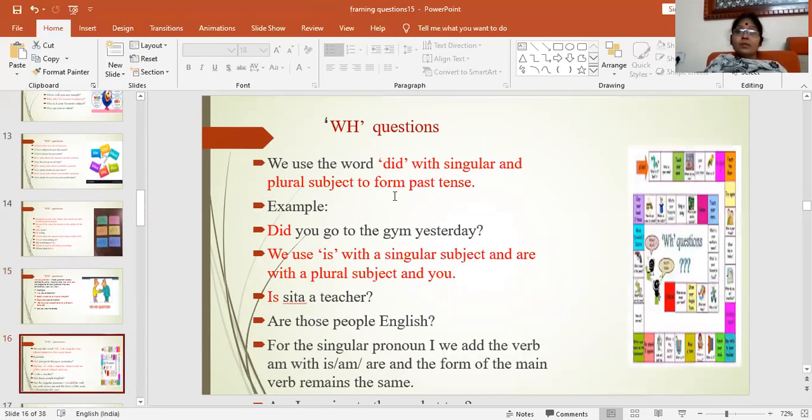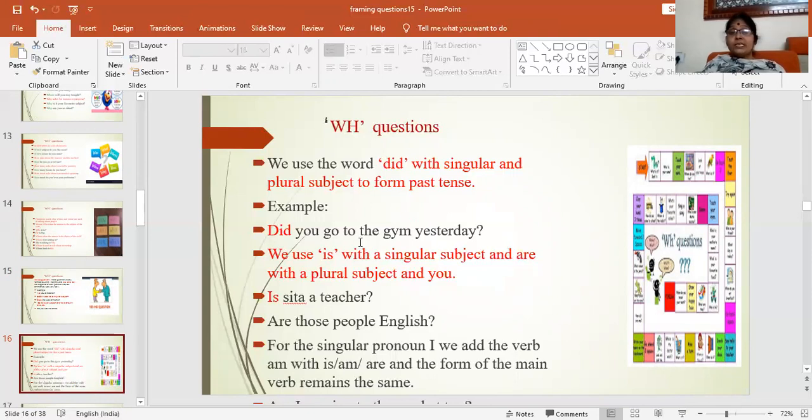Now, we use the word did with singular and plural subjects to form past tense. For example, did you go to the gym yesterday? Right? Or did they go to the gym yesterday? So did is used for both singular as well as plural. And we use this did to ask about something that has happened in the past, right?